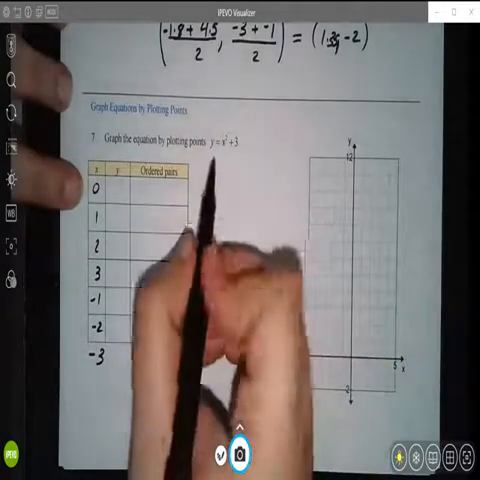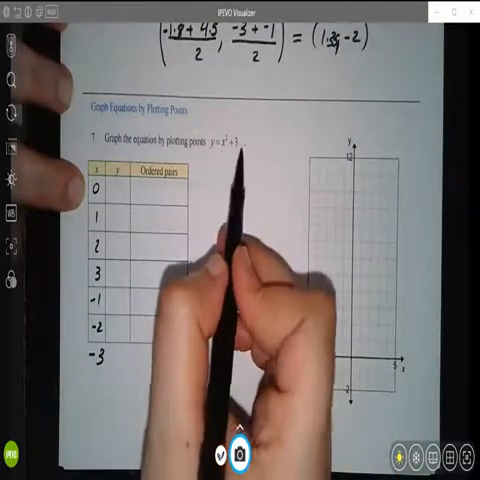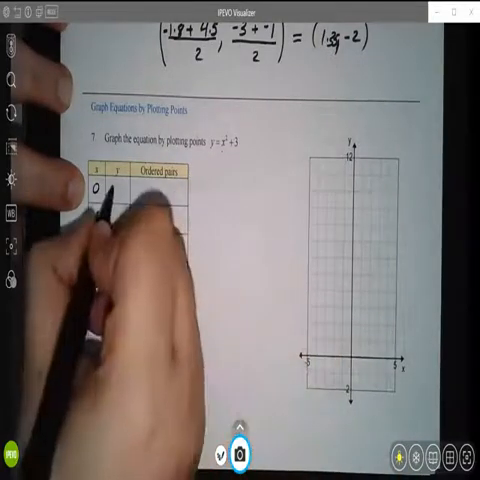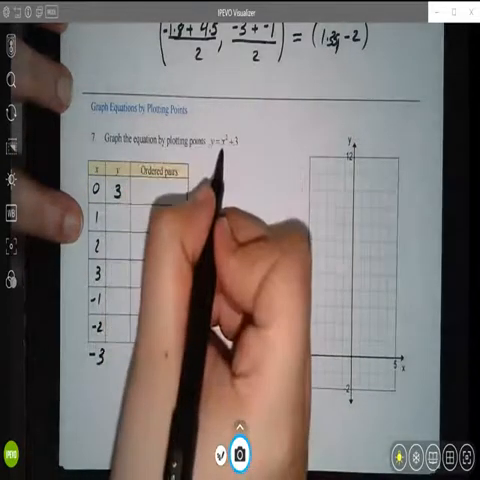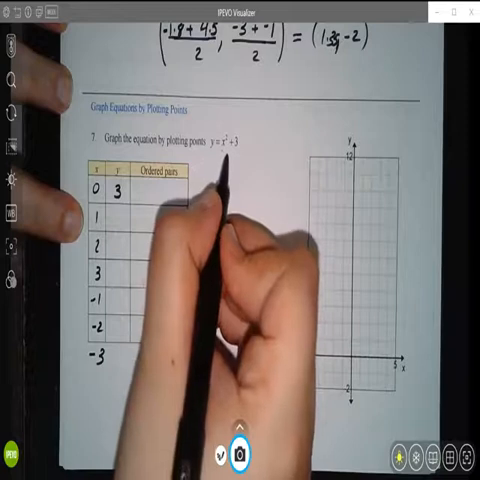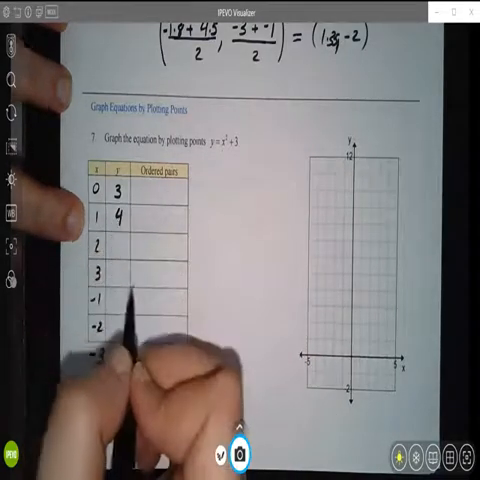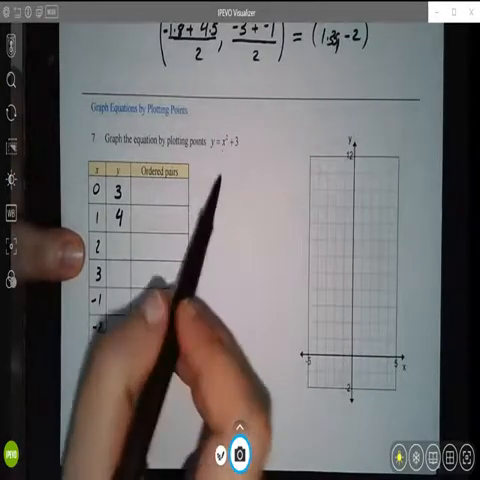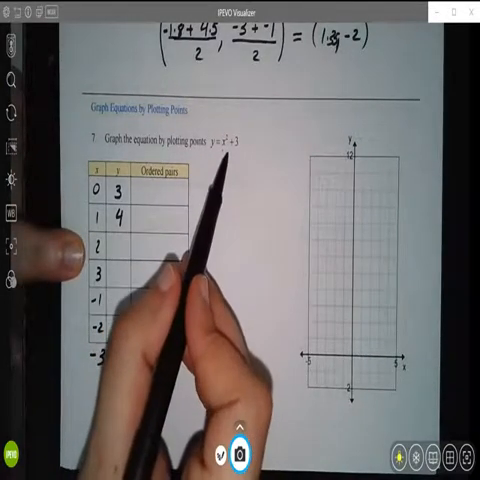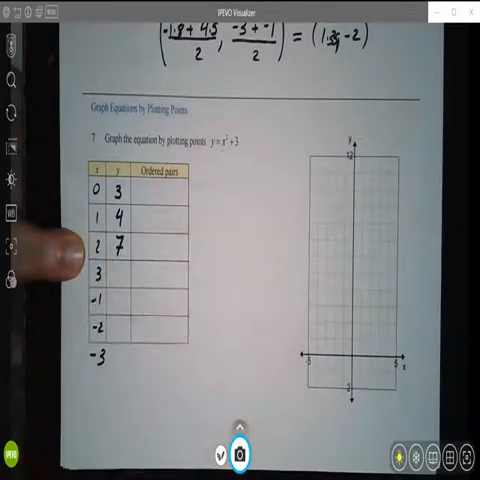So let's plug them in here. If x is 0, then 0 squared is still 0. Plus 3, y is 3. So the answer is 3. Okay. If x is 1, 1 squared is still 1. 1 plus 3 is 4. So the answer is 4. Okay. If x is 2, 2 squared is 4. 4 plus 3 is 7.